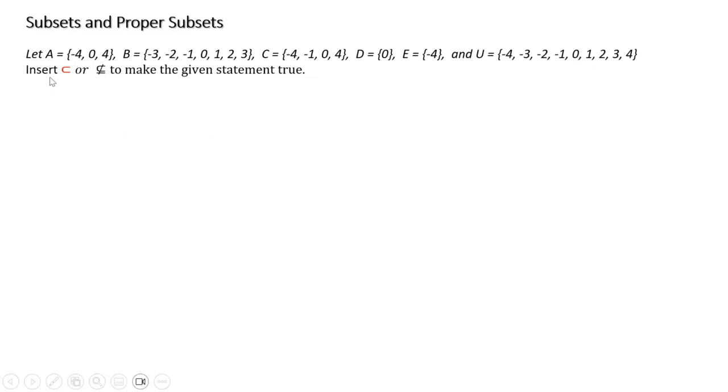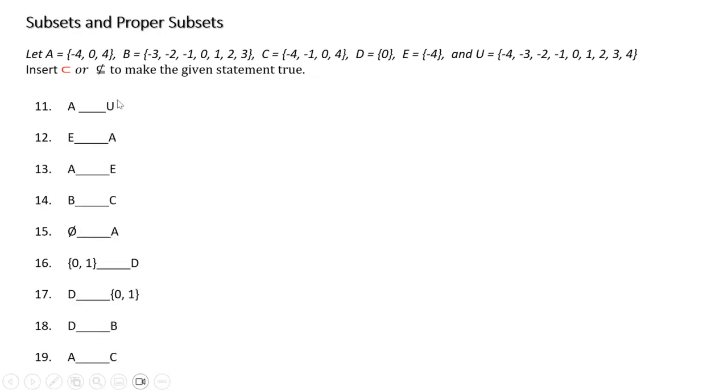Now for this part of the homework, they want you to insert either proper subset or not a subset. Remember, this symbol means proper subset, and this symbol, without that slash over it, means subset, but with that line over it means not a subset. So here, we have to enter the symbol. Let's call the proper subset symbol number 1, and I'll call the other symbol number 2 for simplicity. This symbol here means it's not a subset.